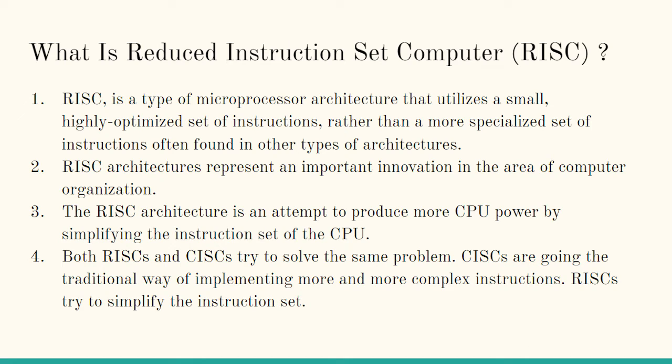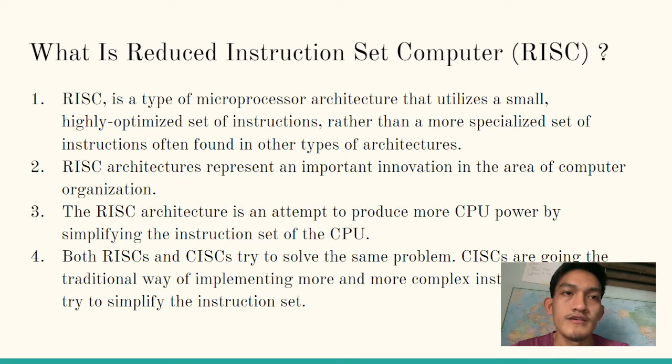Both RISC and CISC are designed to solve the same problem, but CISC goes the traditional way of implementing more and more complex instructions. But RISC tries to simplify the instruction set. That means RISC is a microprocessor that is designed to perform a smaller number of types of computer instructions, so that it can operate at a higher speed, performing more millions of instructions per second, or MIPS.